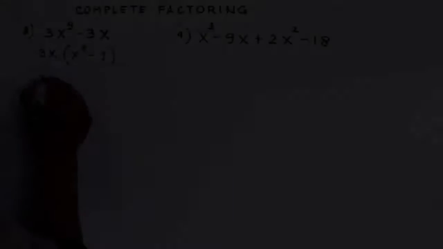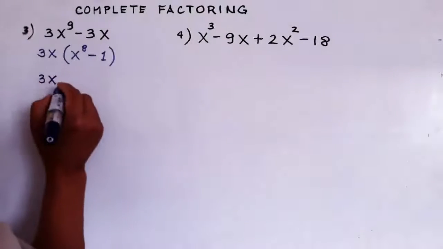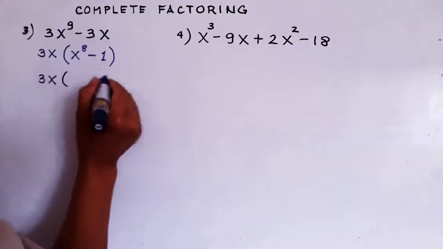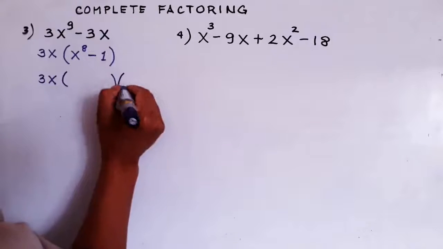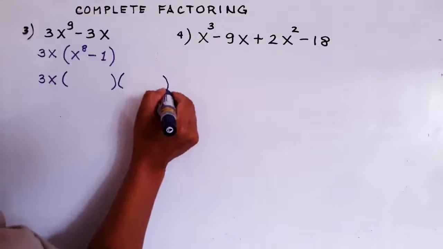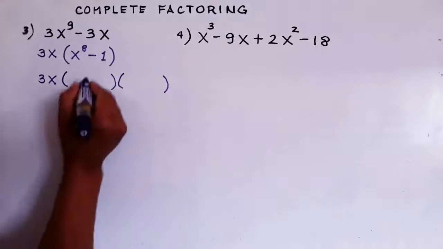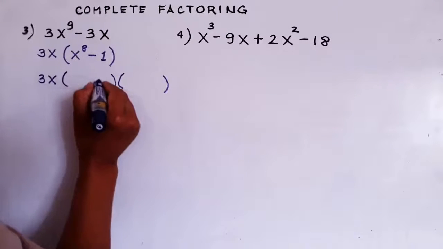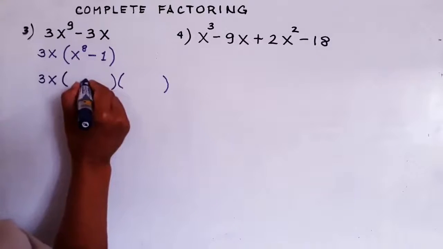You must always include the 3x, and then we are going to factor this one, and we know how to factor this one because this one is the easiest of all the factoring. 1 is plus. Can we have the minus here? Minus here.